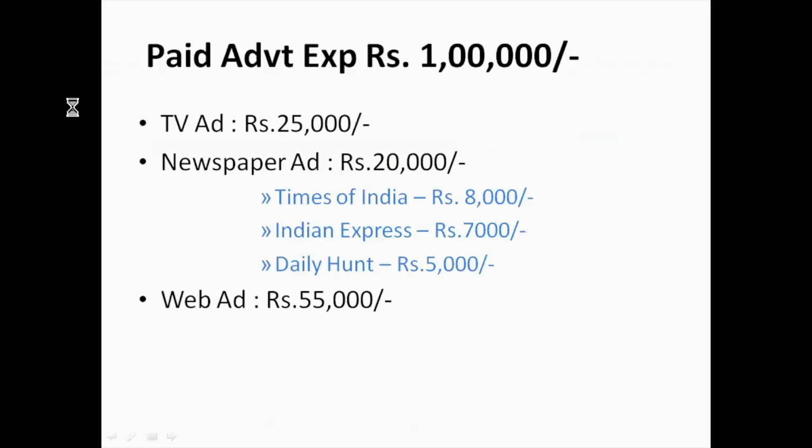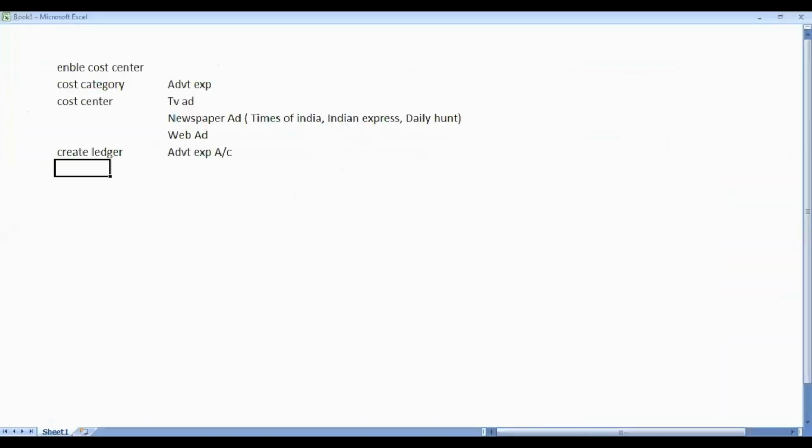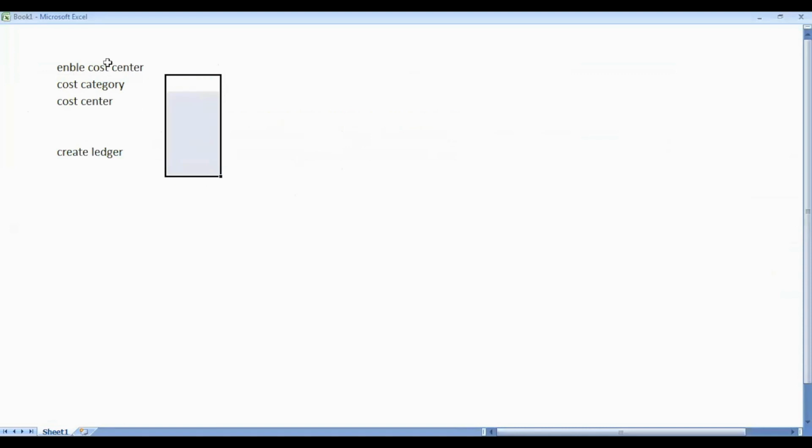Next example is, we have paid a mobile bill of rupees 3,500 against the following numbers. So again, the steps to be followed are: enable cost center, which we have already done. Now create cost category, which will be mobile expenses. Mobile cost centers will be all the phone numbers.